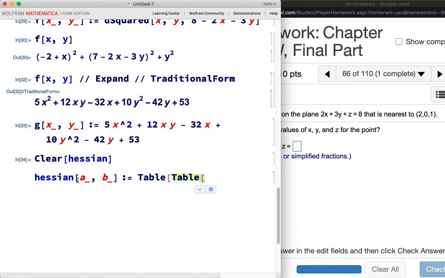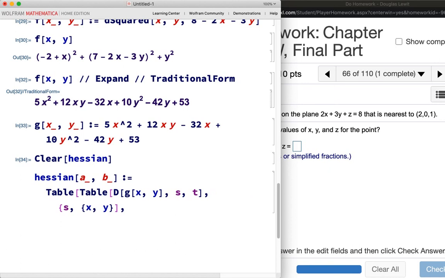Table. The derivative of g of x and y. S and t are variables, and I don't know what those are yet, okay? So s could be x and y. This has to be a curly brace. Sorry about that. Okay. And then t is replaced successively by x and y.